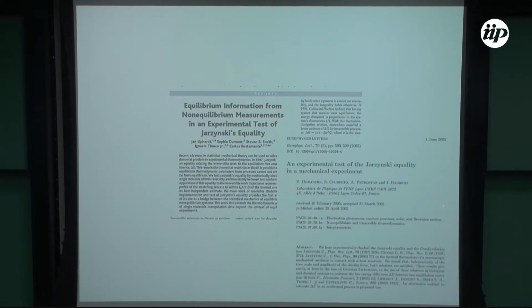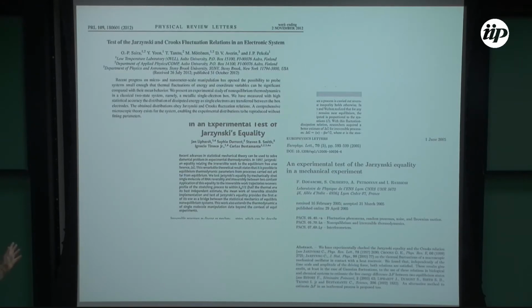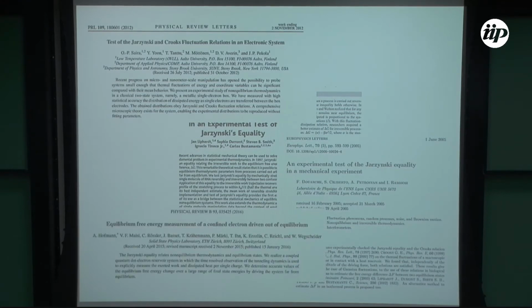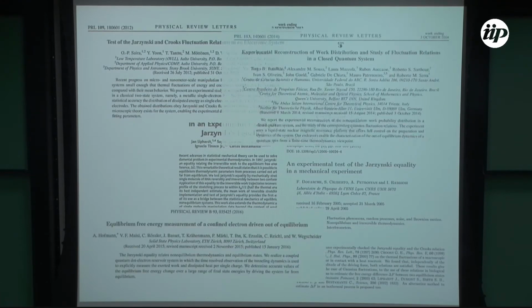Then this is an example of a torsion pendulum. They test the Jarzynski equality. This is an electronic system. This is another electronic system. This is an NMR experiment where they reconstruct the probability of work. They don't do the two-measurement process.